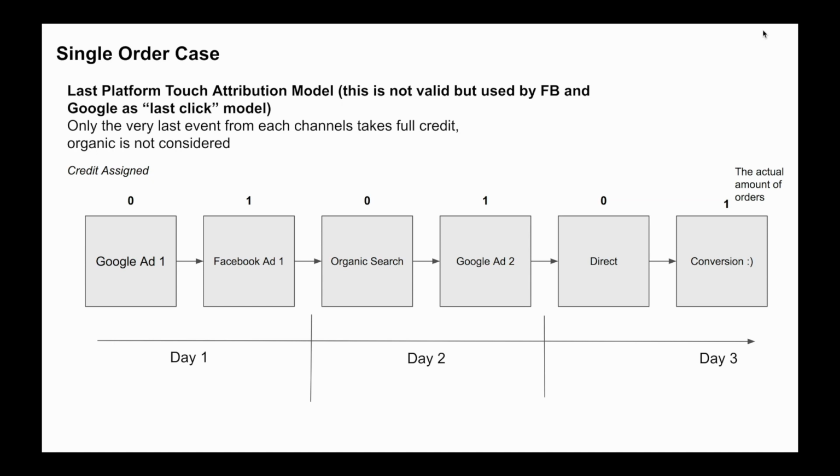So consider, going back to our extreme case that we showed you earlier in the presentation. As you see here, the conversion happened on day 3, but because ads were delivered on day 2 and day 1, the first Facebook ad claims 1 credit because that's the only ad that happened on Facebook. And Google Ad 2 takes 1 credit because it is the very last ad that was delivered through the Google platform. Facebook and Google will call this the last click model. And it's actually not a last click model, as we will show you later. It is a platform last click model.